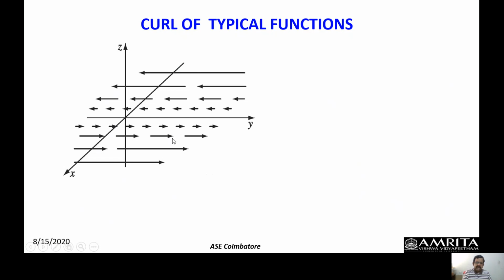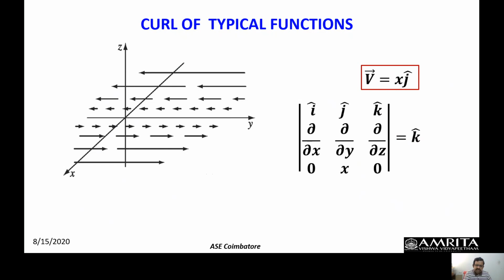So to understand that, there is a function. I can write this function, vector V, in the xy plane as x j hat about this point. I consider a positive quadrant point, where x is the spatial coordinate, and j hat represents that the fluid flow is along the y direction at that point, the positive y direction.